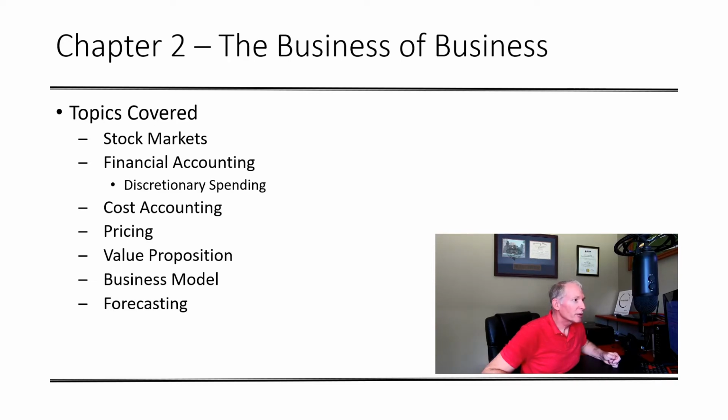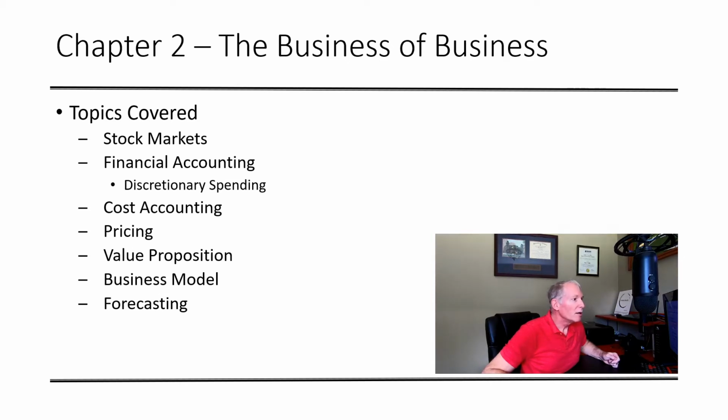In the second chapter, The Business of Business, we will explain the importance of the stock market, the ultimate judge of most publicly traded for-profit companies. We'll also look at some accounting basics. We'll explore the difference between financial accounting, which is externally focused and helps create the balance sheet that measures how profitable the company is, and cost accounting, which is internally focused and helps company management understand what each product or service truly costs. We'll then explore pricing, how a company determines what it should charge for each product or service.